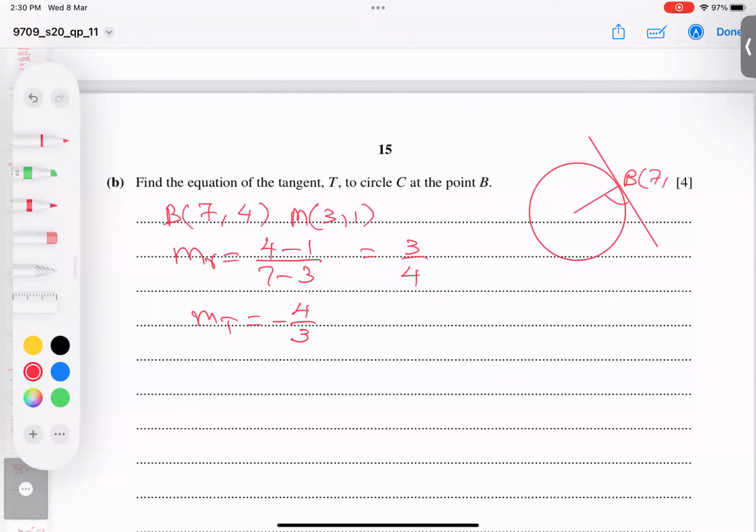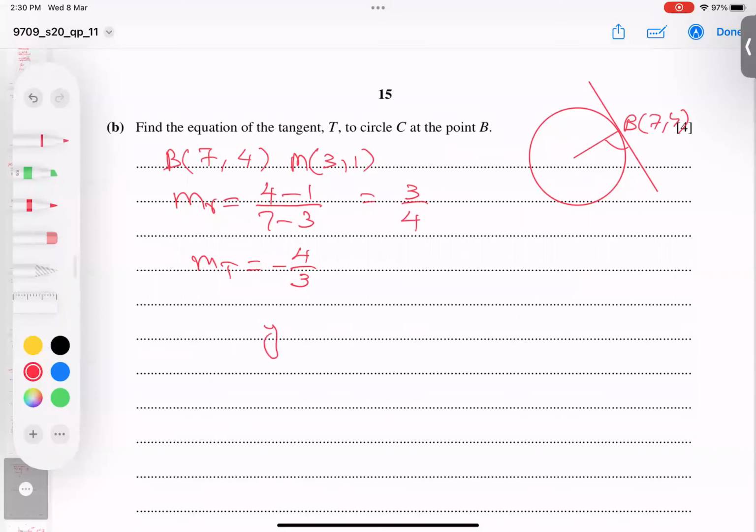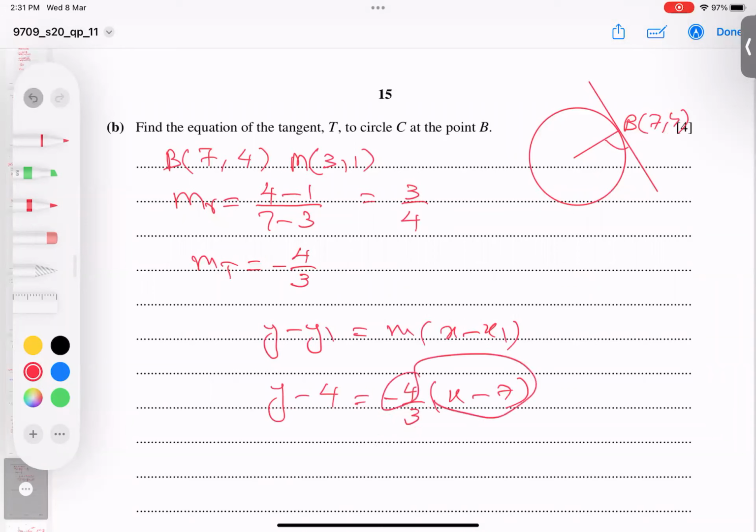So 7, 4. And you know it very well, the formula of a line: y minus y1 equals m times x minus x1. So this 7 will behave as x1, 4 will behave as y1. So y minus 4 equals minus 4 over 3 times x minus 7. This number always multiplies the left side, and this minus 4 always multiplies inside. In this way, you can avoid fractions even. Okay, and 3y equals minus 4x, and this 12 goes there, and I get 40 here.